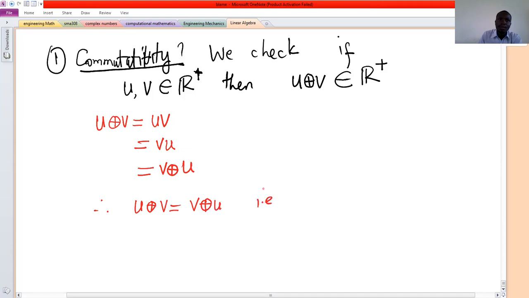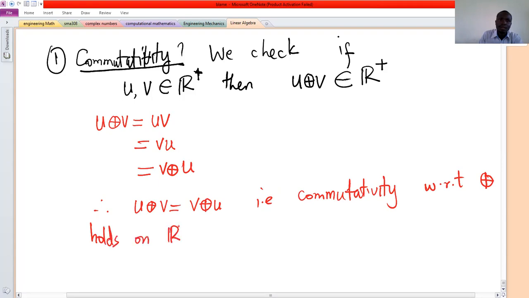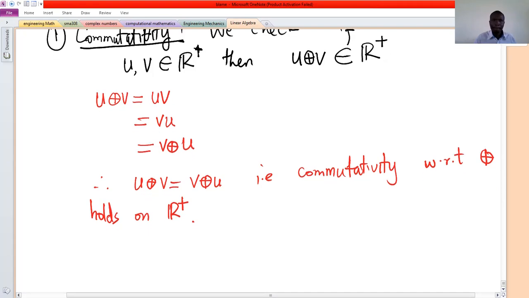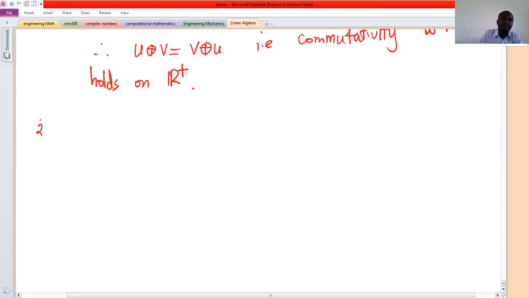That is, commutativity with respect to this addition holds on this set R plus. Number 2, let's prove associativity.